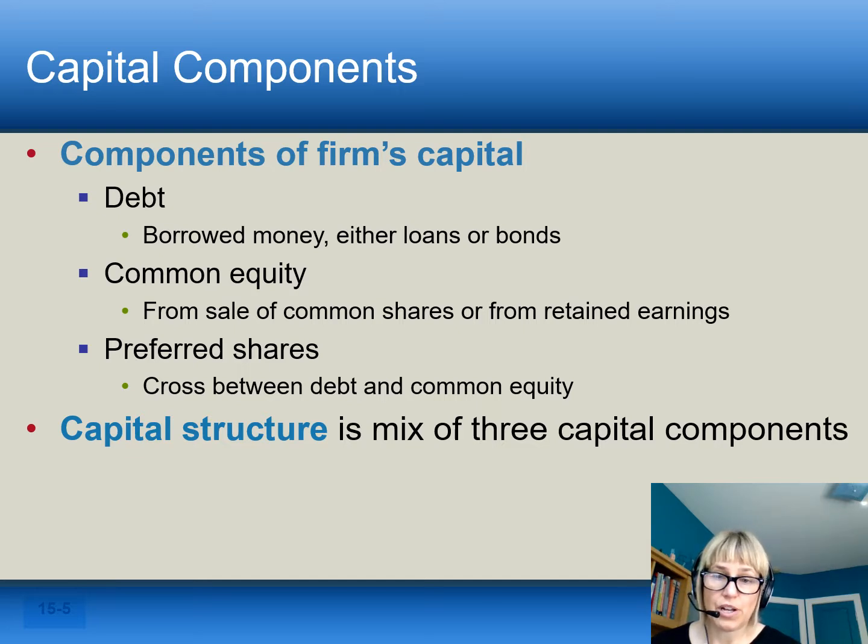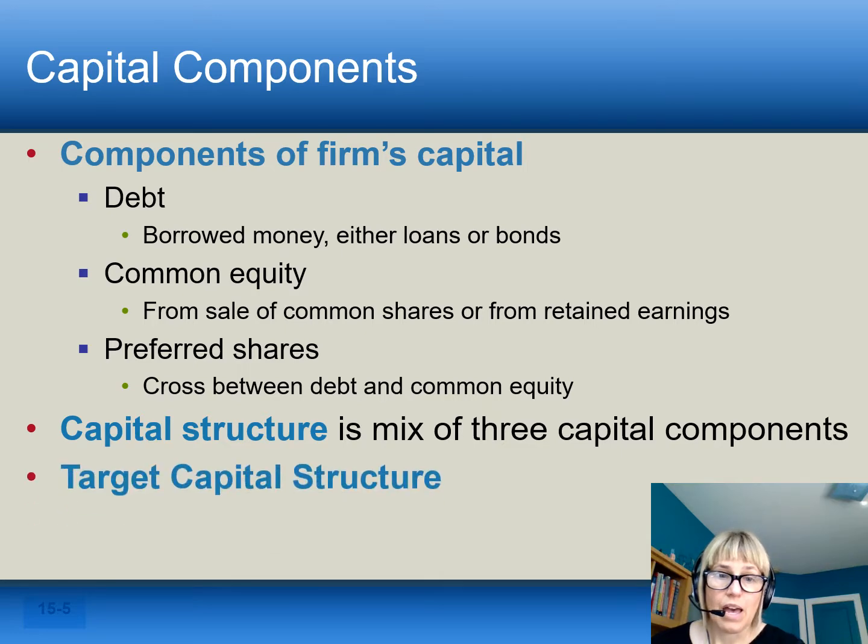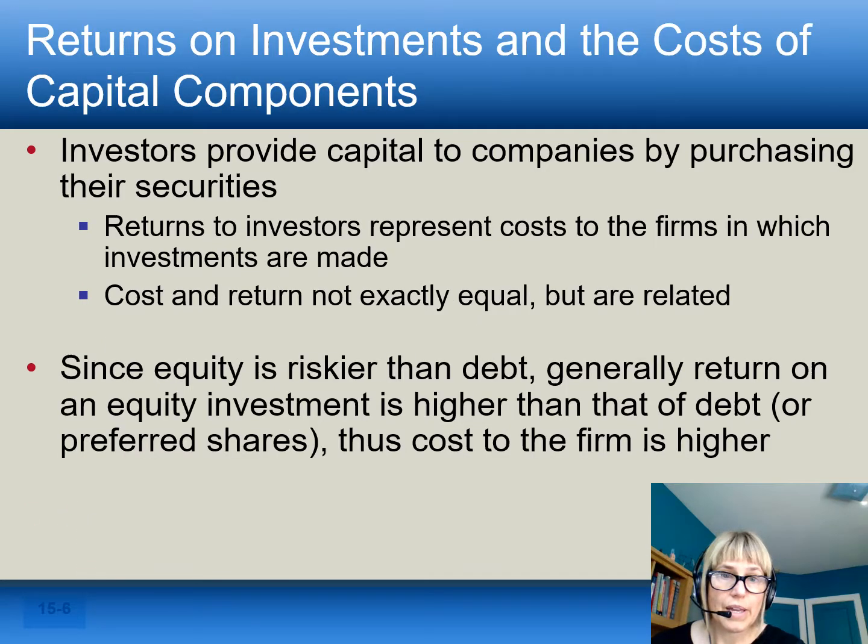What percentage of the total capital is debt, what percentage is common shares, and what percentage is preferred shares? Companies in that industry typically stay within a fairly tight range around the target capital structure, or the optimal target structure, for that industry.